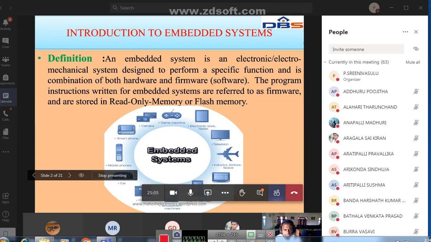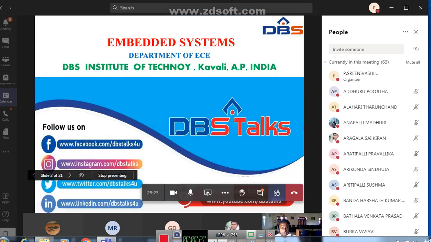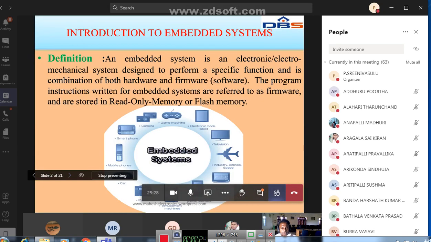An embedded system is an electronic or electromechanical system designed to perform a specific function. Embedded systems are always designed for a specific function. Suppose we take the example of a washing machine, which is also an embedded system.